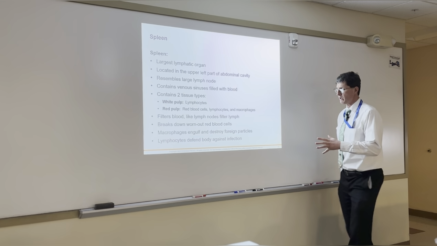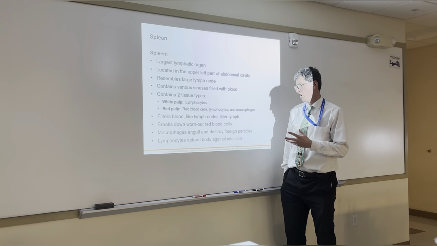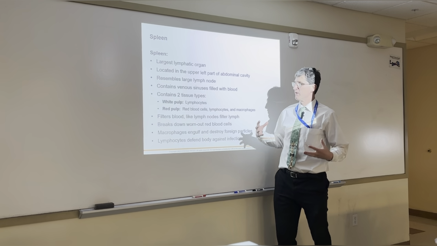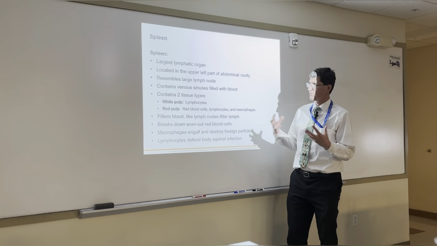Okay. Another kind of lymphatic tissue is the spleen. So the spleen basically has the same kind of structure as a lymph node. It's kind of like a big lymph node, bigger than a lymph node.